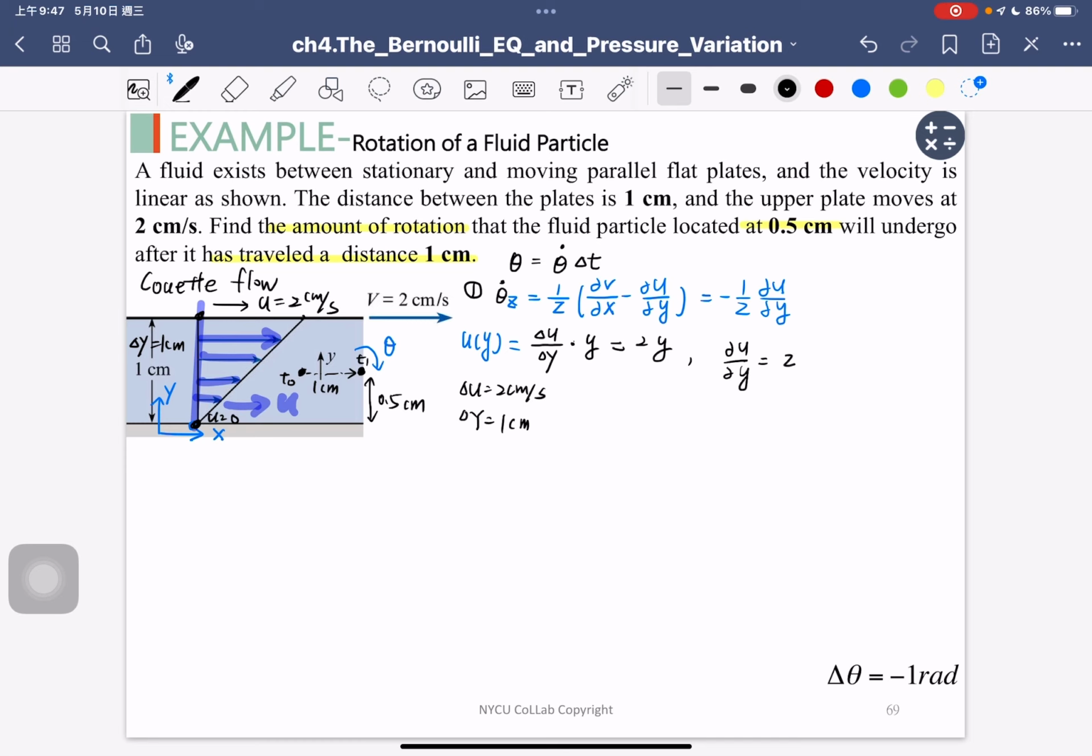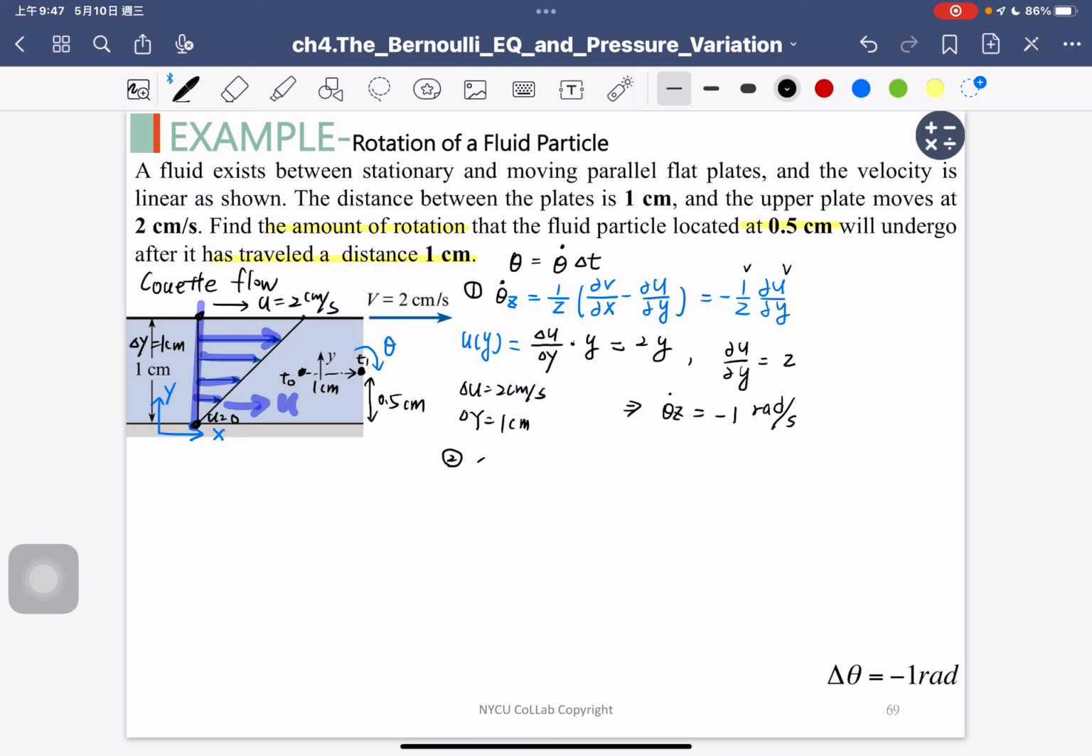Okay, so we can define the theta rate along the z rotation axis as minus 1, because there is 1/2 multiplied by du/dy. And the unit here is the angle, so this is radians per second. Okay. So right now we have the minus 1 radian per second theta rate.